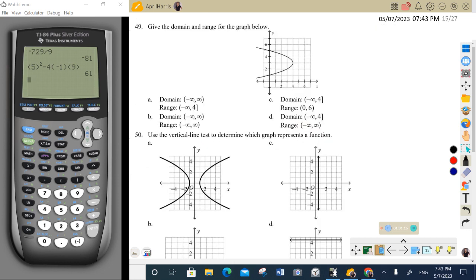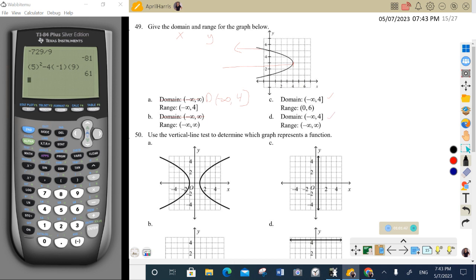Okay, 49, pretty easy problem. Domain and range, it's in alphabetical order. Domain is x, range is y. That's alphabetical order. So in the x direction, the graph is going left forever. So that's negative infinity. And it goes all the way to 4 in the x direction, and it touches. So that should be our domain. So it's definitely not negative infinity to infinity, and C and D have the right domain.